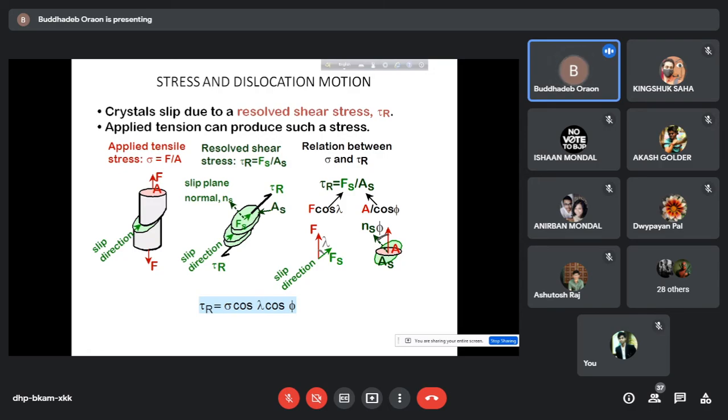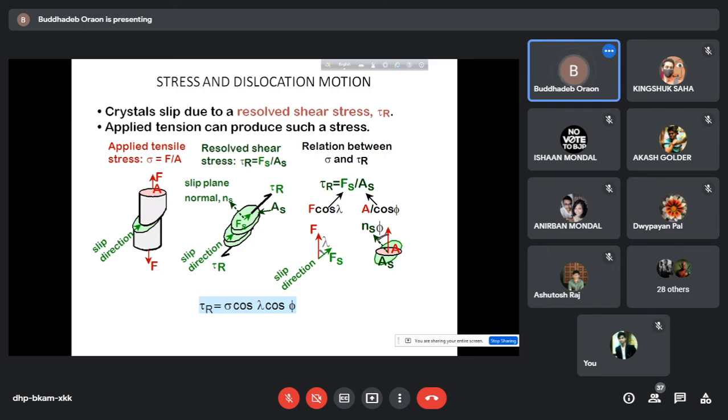Next important point is the stress and dislocation motion. So till now what we have understood is that if we apply stress in a material beyond your yield point, plastic deformation is going to happen. So what is that stress? What is the stress that we can apply so that there will be dislocation motion that can be calculated? So the crystal slip due to a resolved shear stress, we denote by this tau, resolved shear stress.